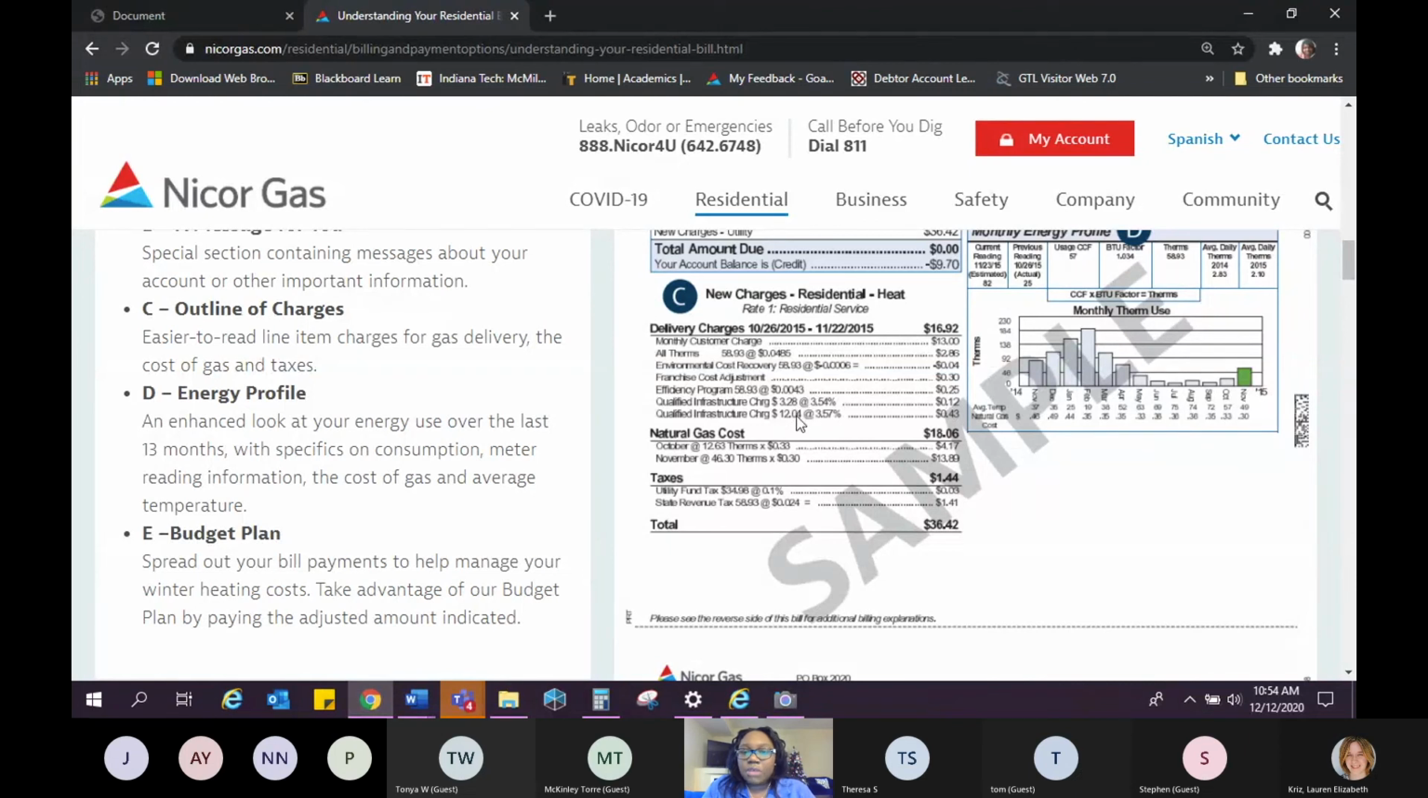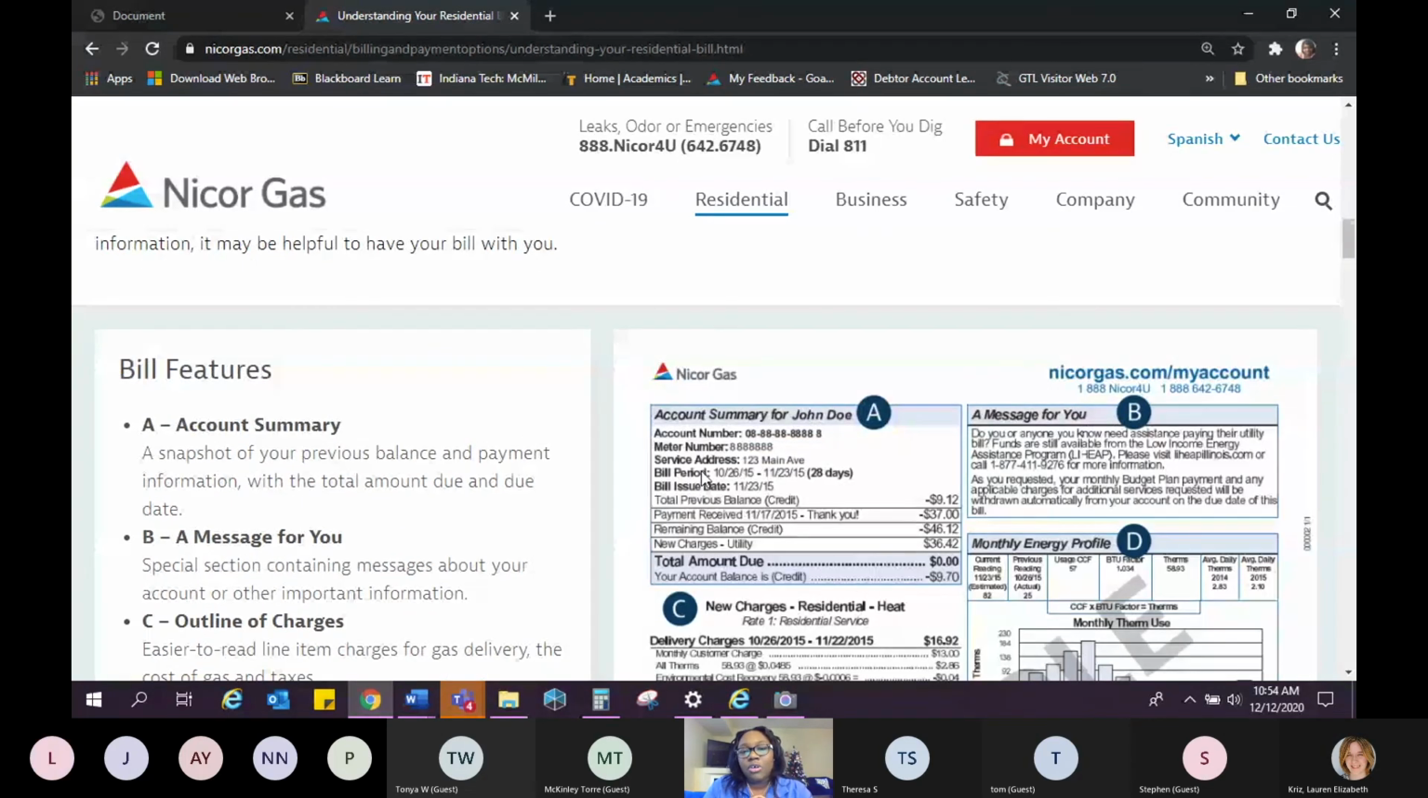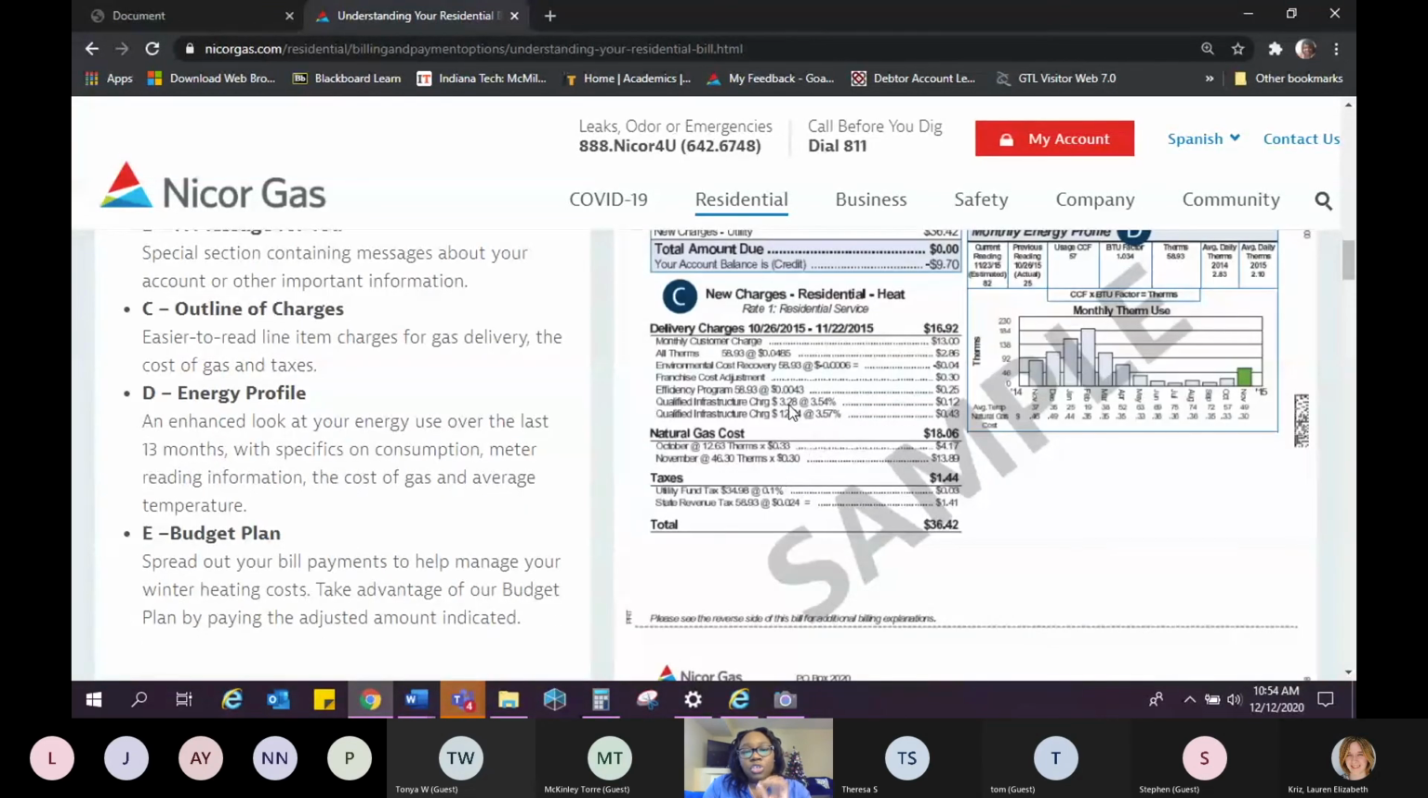Now, this question comes up also for a lot of customers. Why am I being charged this infrastructure charge twice? Well, you're not technically being charged twice. What happens is, if your billing cycle, for instance, this customer is 28 days, however, it was in October and November, so it's 2 different months. That qualified infrastructure charge can change from month to month. It may be less for one month, it may be a little bit more for another. So if the charges are different, we do have to put it on the bill twice, one for each month. So for instance, this first one's going to be for October.